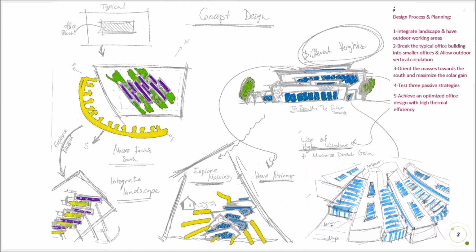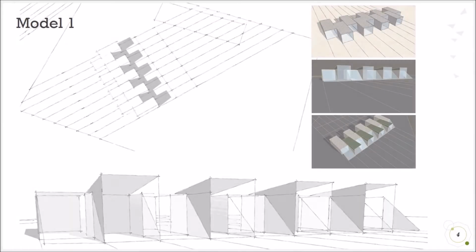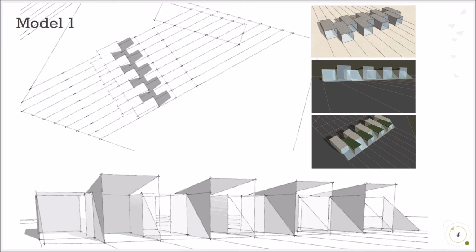The main concept of the project is to adapt to the design guidelines caused by the virus, the site, and the weather, where the design process will first integrate landscape and have outdoor working areas. Second, break the typical office building into smaller offices and allow outdoor vertical circulation. Orient the masses towards the south and maximize the solar gain. Test the three passive strategies and achieve an optimized office design with high thermal efficiency. 4 models were tested to achieve the best design criteria and guidelines.